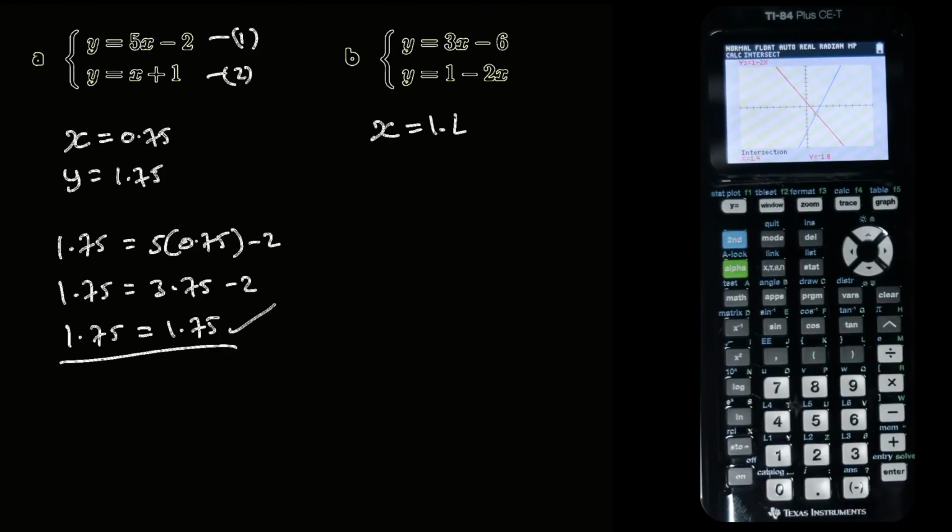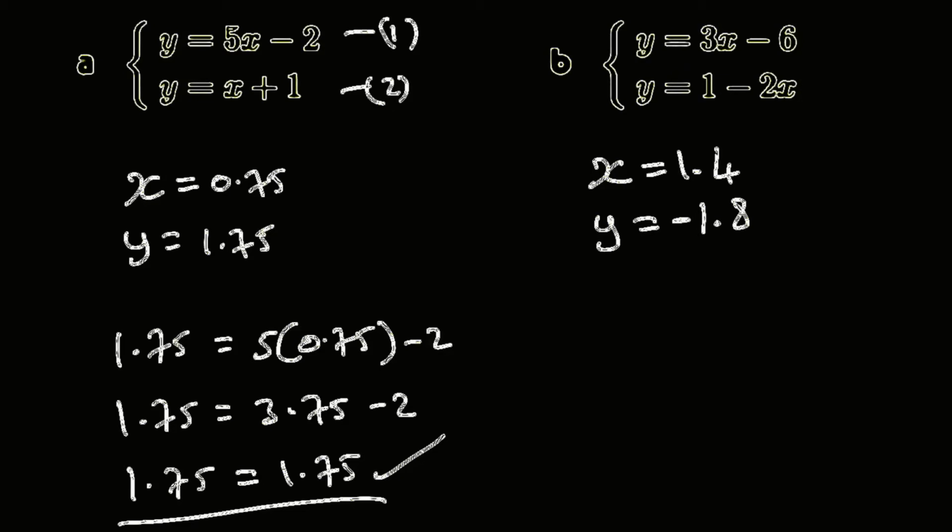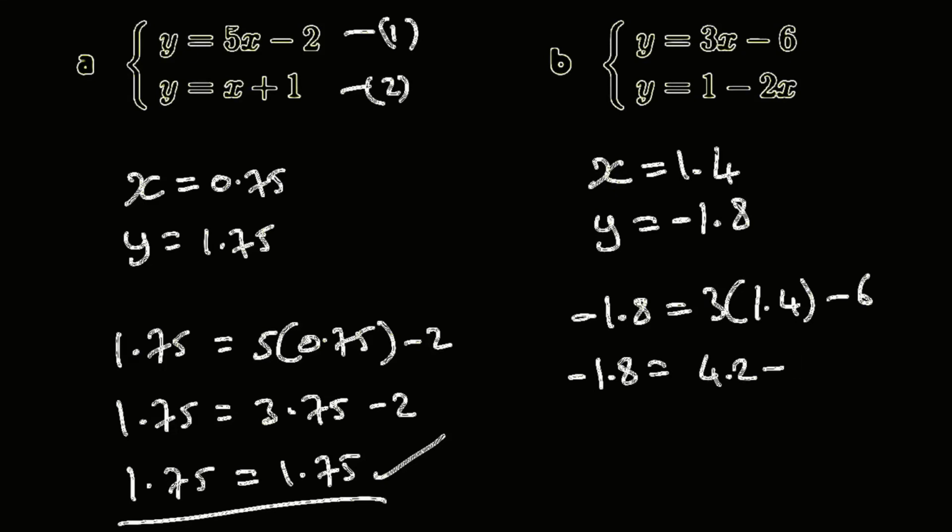So the calculator gives me x as 1.4 and y is equal to negative 1.8. I can check those in the two functions by substituting them. So when y is minus 1.8, that equals 3 times 1.4 minus 6. So minus 1.8 is equal to 3 times 1.4, which is 4.2, minus 6. That gives me minus 1.8 is equal to minus 1.8.